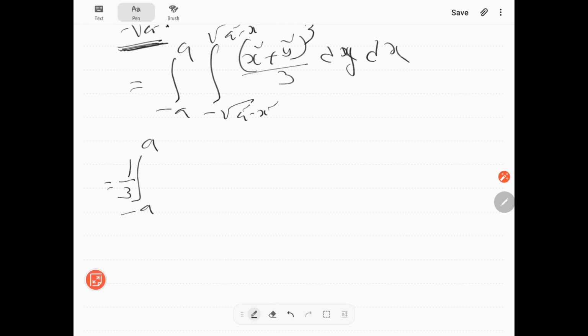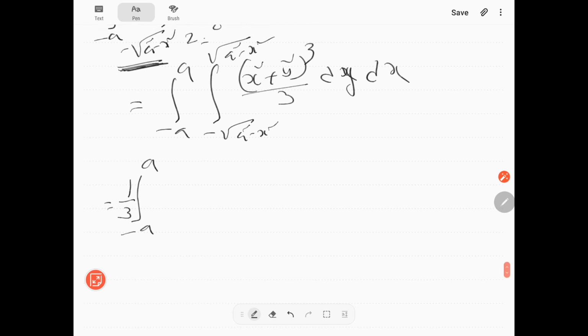x square plus y square whole cube is here. So if I expand it, that will be x power 6. The integral with respect to y of x power 6 is x power 6 into y. And here, from minus root a square minus x square to plus root a square minus x square is something of the form minus a to a of a constant, which is 2a. So this constant into 2a means 2 times root of a square minus x square.